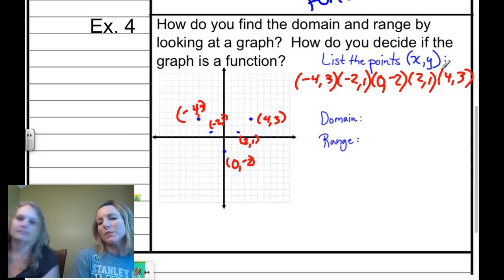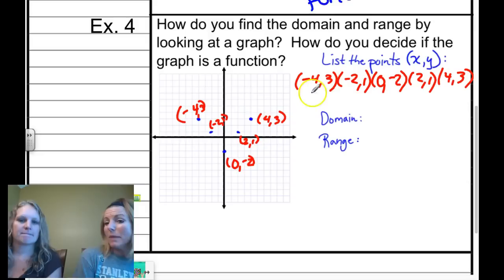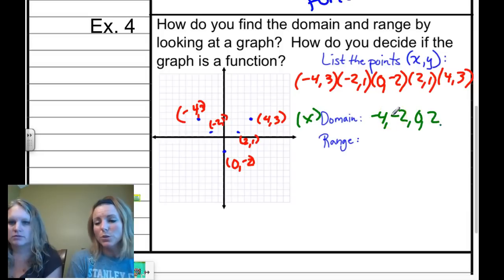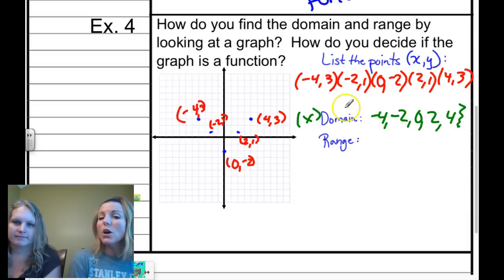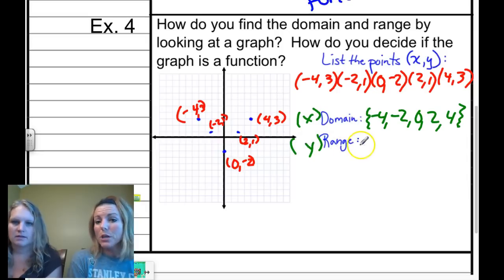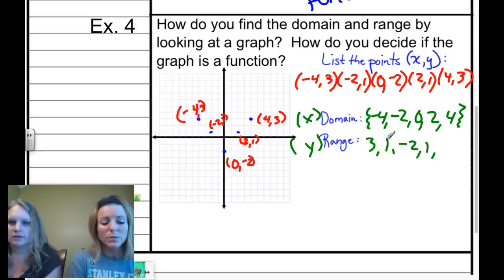Before we determine if it's a function, let's look at the domain. What is the domain? Domain are x values. So we can list those: negative 4, negative 2, 0, 2, and 4. And the range are our y values, which will be 3, 3, 1, negative 2, 1, and 3.